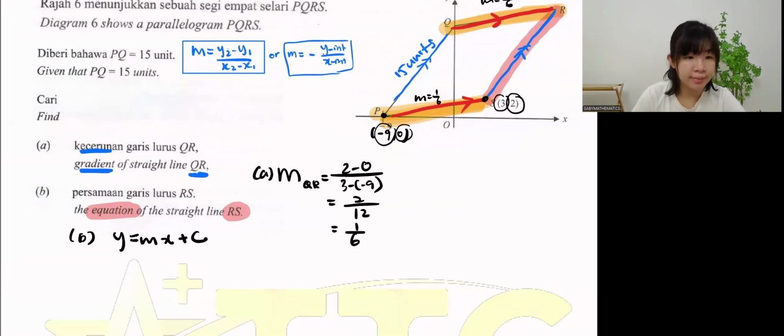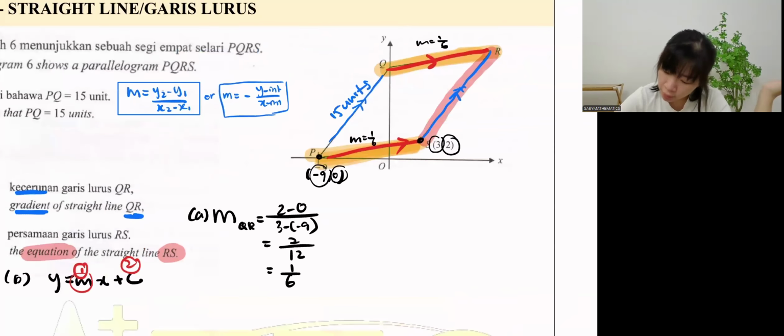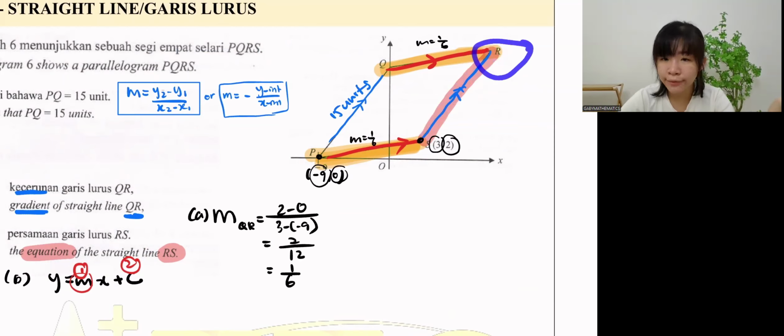What is the first thing you need to find? Always need to find m first, followed by c. Okay, gradient. Let's check RS. Can we find the gradient of RS? If you want to find gradient, you need two coordinates. Are two coordinates given? Okay, R we don't have. We only have one coordinate. Cannot. So with RS, this line, you can't find the gradient.